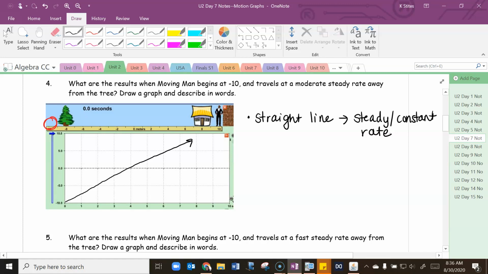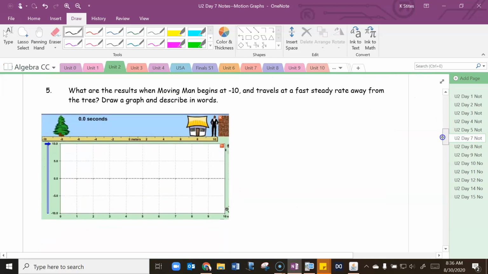All right, now in terms of the moderate, you're going to notice this line isn't super steep, but it's also not very flat. So I'm just going to make a mention of that. So not very steep or flat. It's kind of in the middle in terms of its steepness.